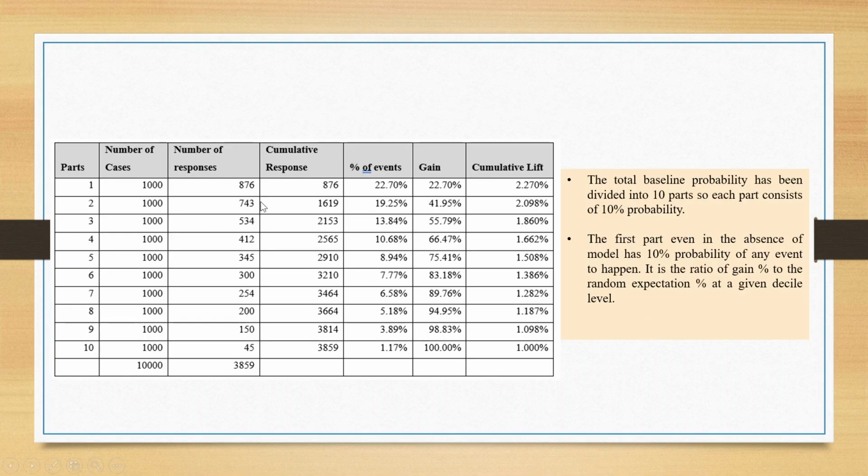Let's take a small example. Here we are having 10,000 cases. They are divided into 10 parts based on the probability, which is 100%. So each part is having 10 percentage probability. The total baseline probability has been divided into 10 parts, so each part consists of 10% probability. The first part, even in the absence of the model, has 10% probability of any event to happen. Lift is a ratio of gain percentage to the random expectation percentage at a given decile level. We are considering decile level as we are dividing the number of cases into 10 parts. So it is decile.